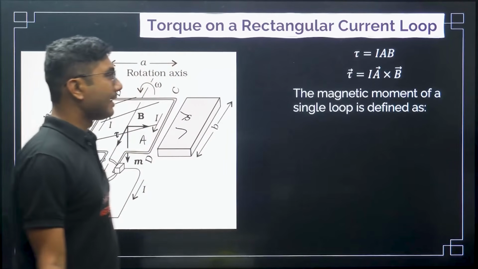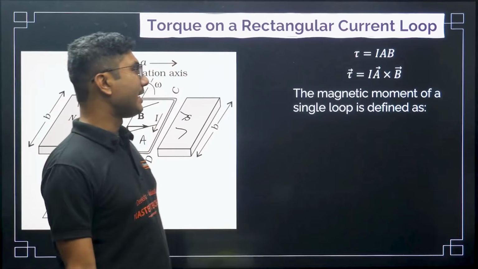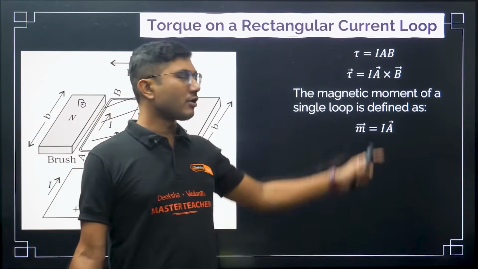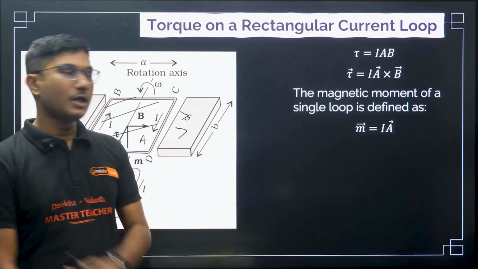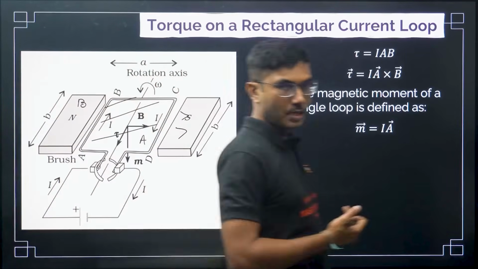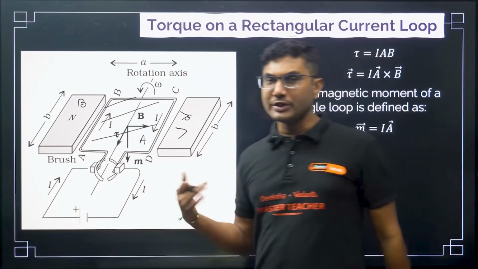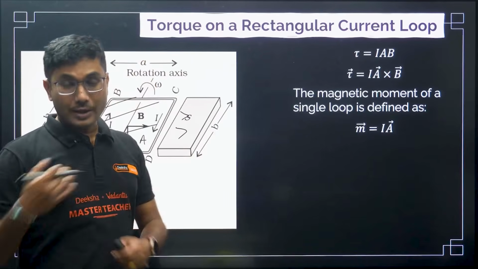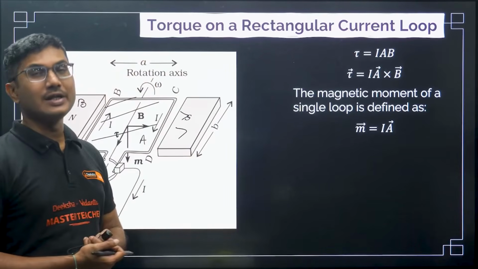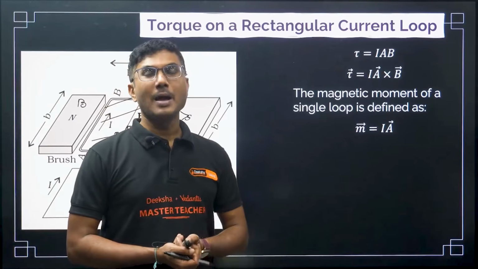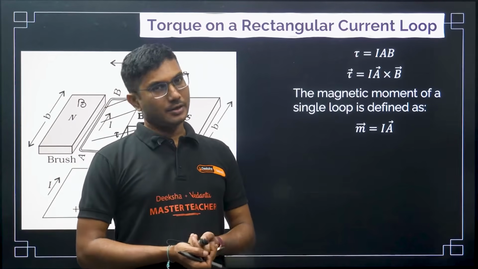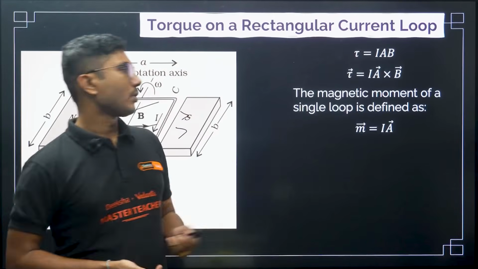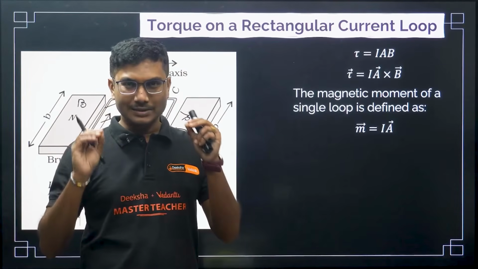The magnetic moment of a single loop is defined as M equals I into A. So this is the definition of magnetic moment. If you are considering a loop, the loop will also produce its own magnetic field, right? So if something is producing a magnetic field, then it has to have some magnetic dipole moment, similar to the electric dipole moment, with plus and minus opposite.